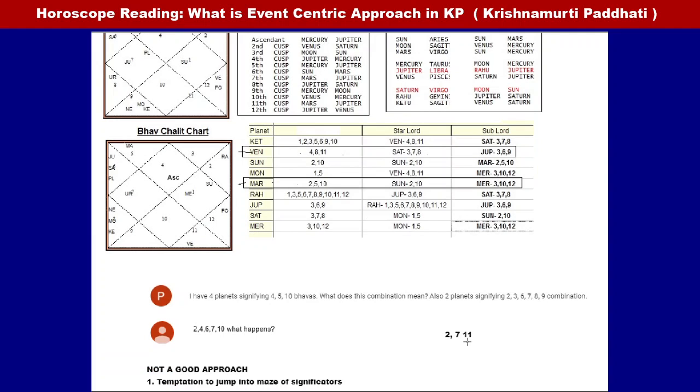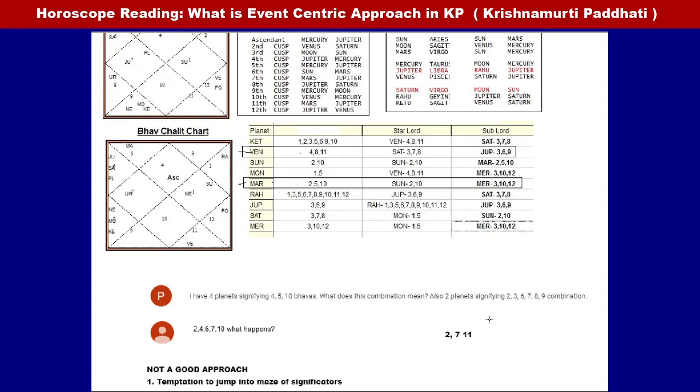For example, 2, 7, 11. We all know 2, 7, 11 means marriage, but 2, 7, 11 can mean so many different things in KP. 2 and 11 could also mean a gain of money, and 7, 11 could mean a gain of money from the partnership. And 2, 7, 11 is also not a good combination for movable signs because it becomes a Marak and Badak combination.